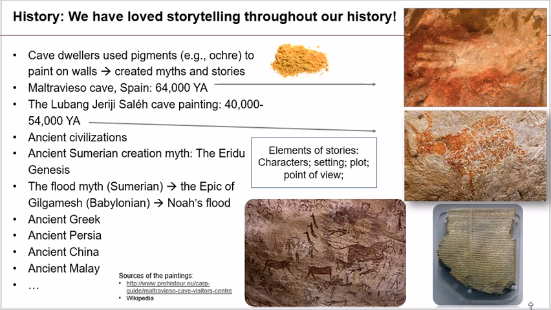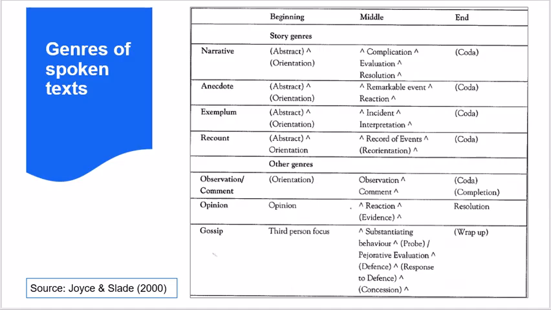So the conclusion that I want to draw here is that storytelling is probably as old as our history. And in addition to that, we liked to record our stories in different formats using the different technologies that have been available to us throughout the ages. Now, if you have watched my previous videos, I discussed and reviewed several types of spoken storytelling genres, including narratives, anecdotes, exemplum and recounts, observations and counts, opinions and gossips.